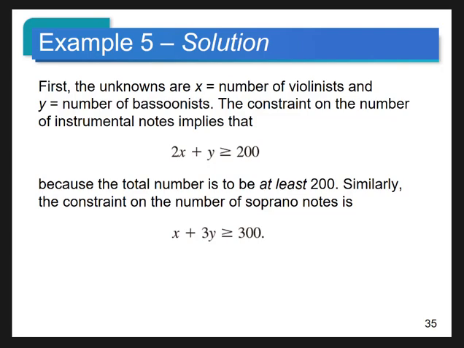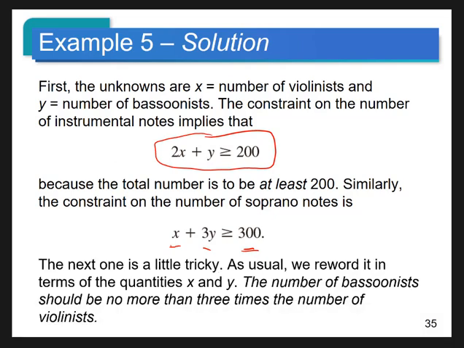The instrumental notes, remember the violinist only played 2 notes and the bassoonist played 1, and we wanted a minimum of 200 notes. So 2x plus 1y is greater than or equal to 200. For the soprano notes that they sing, each violinist sang 1 and each bassoonist sang 3. So 1x plus 3y, we wanted at least 300 of those notes, so it's greater than or equal to 300. Now I realize this is a very contrived situation, but trying to find an unbounded situation that was not extremely complex is hard to find.